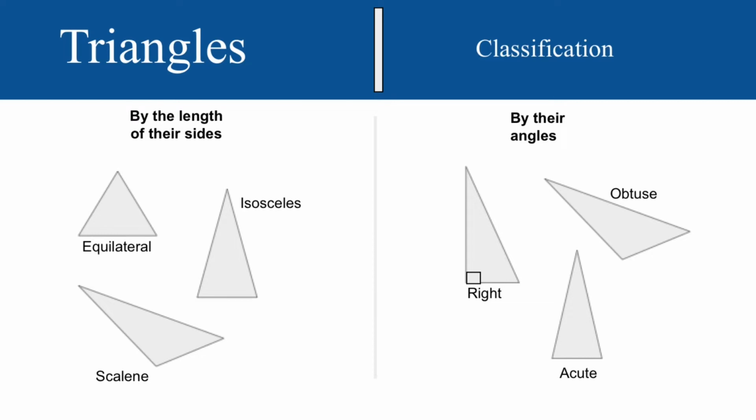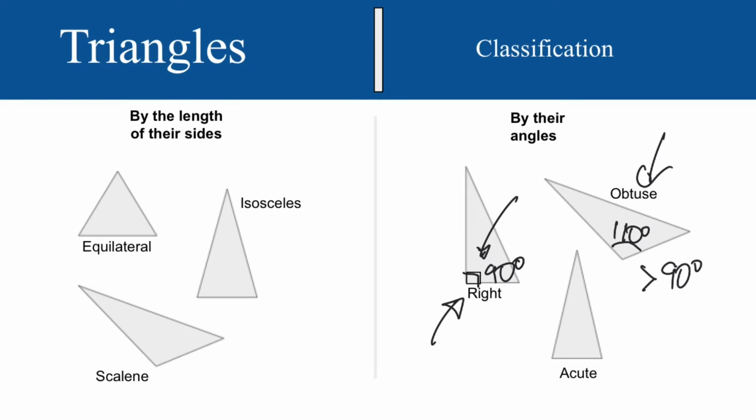By looking at the right triangle, we can see that one of the angles has a measurement of 90 degrees. That's what is going to make the right triangle a right triangle, that 90-degree angle. Now, the obtuse triangle will present itself with an angle that is larger than 90 degrees. This one can easily be 110 degrees.